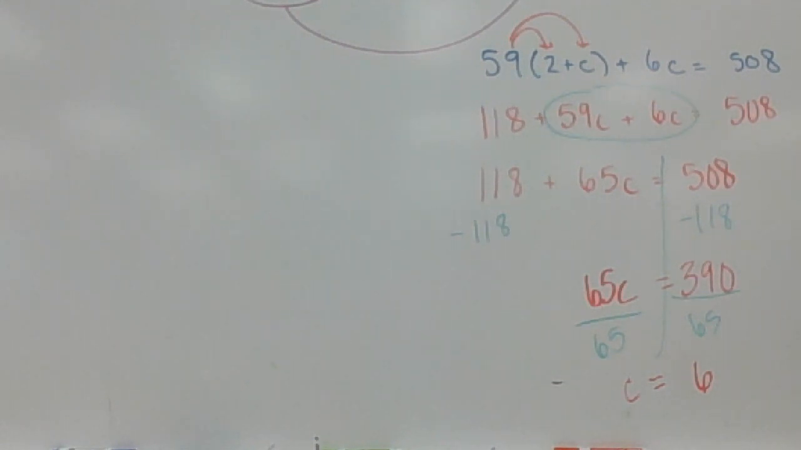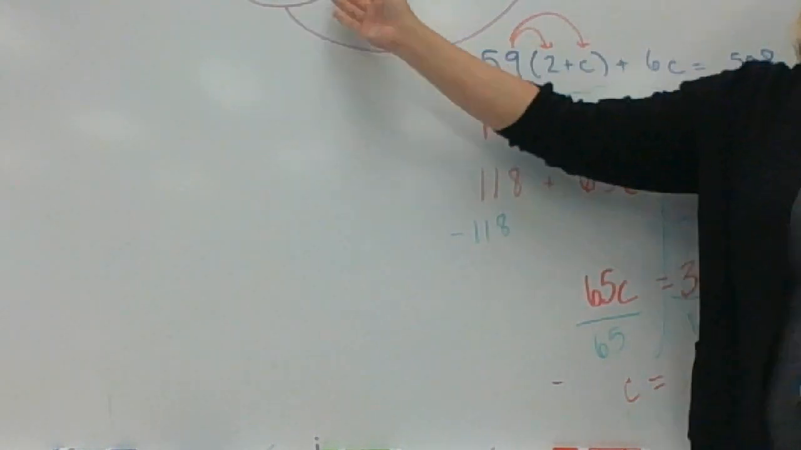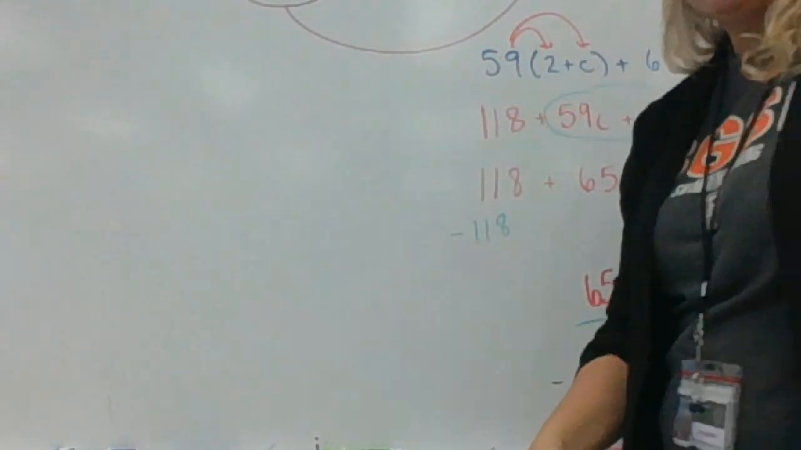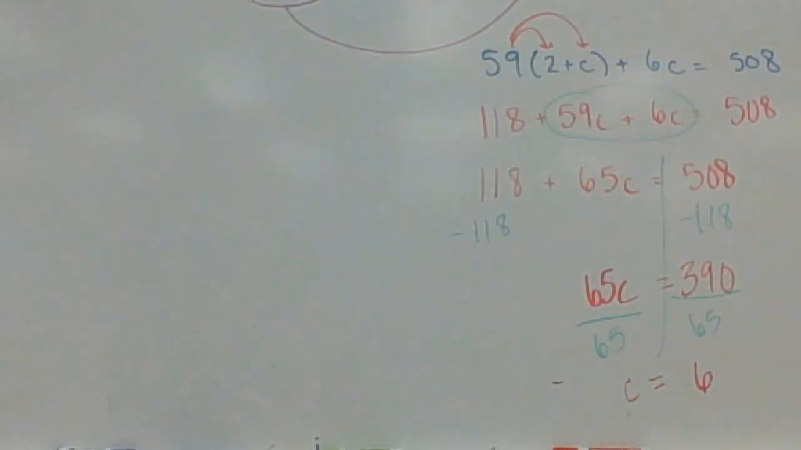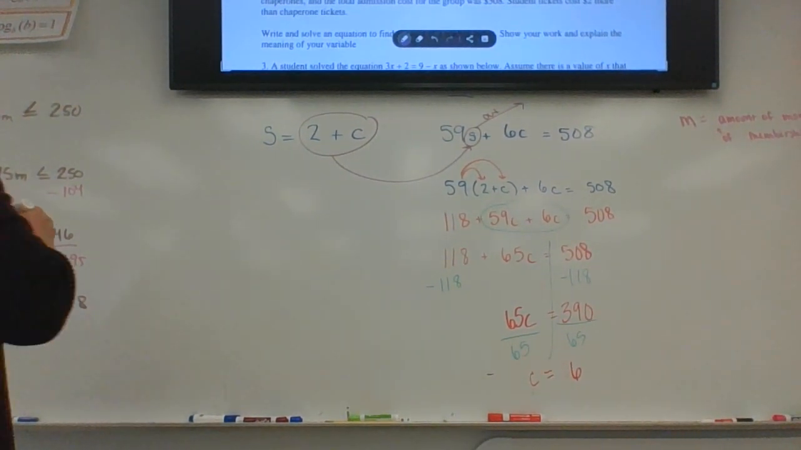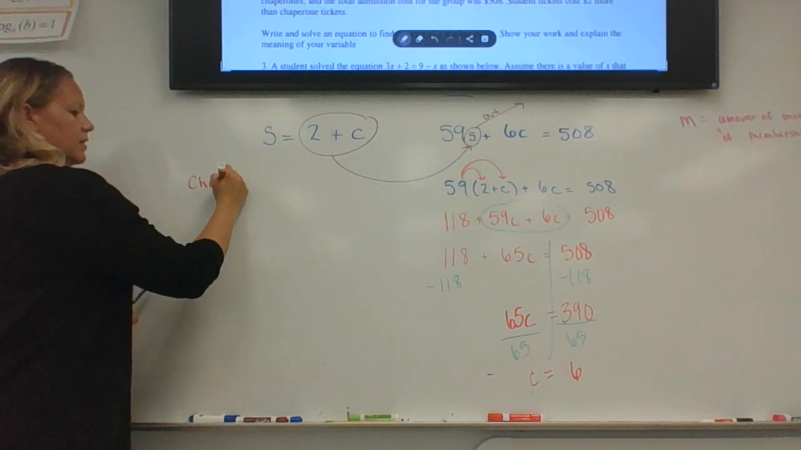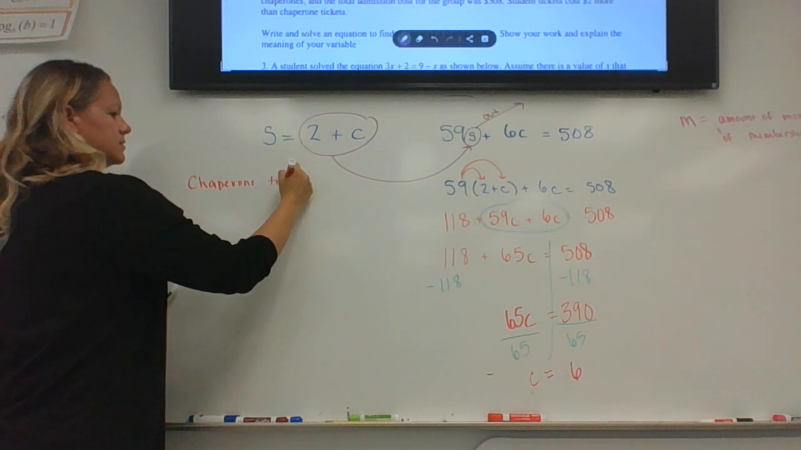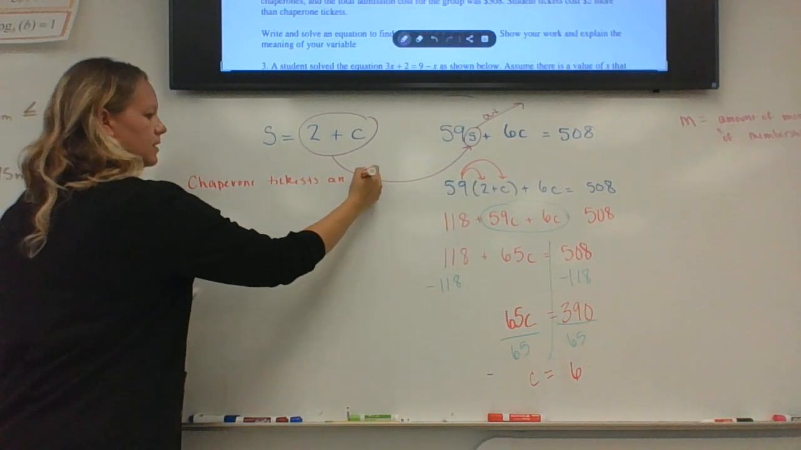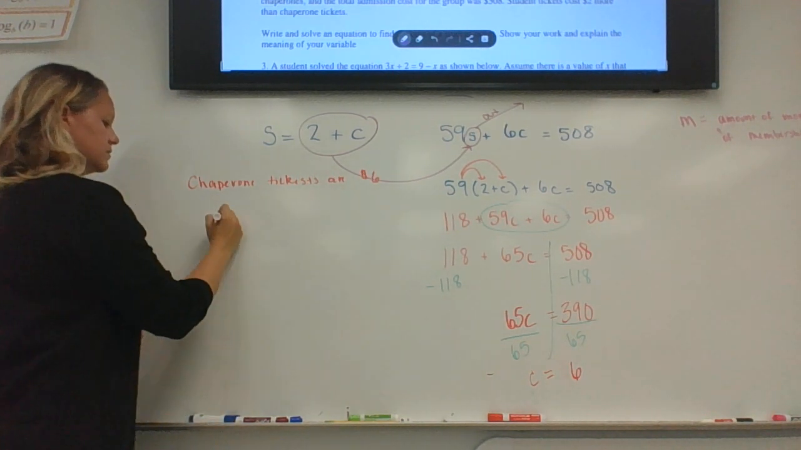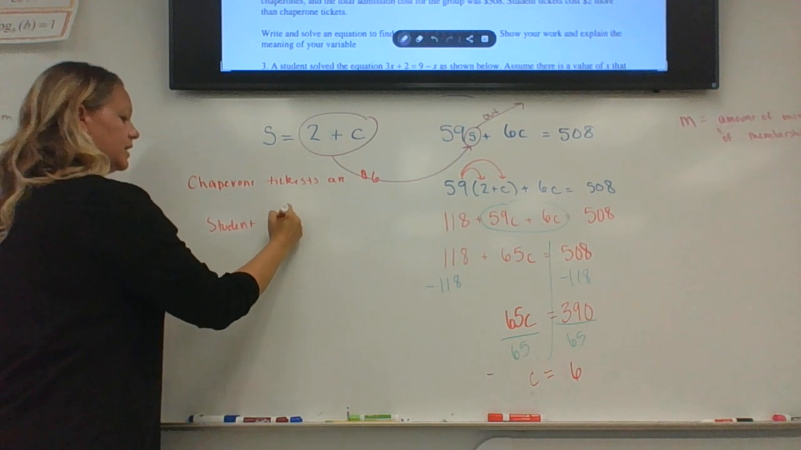The question says, write and solve an equation to find the cost of student tickets. Show your work and explain the meaning. So, going back, well, the way the information was provided, we solved for chaperones, but we know that student tickets are just $2 more than chaperone tickets. So you have to go back, reread, and see, did we solve for the correct variable before you answer it? So chaperone tickets are $6. Student tickets are $8.